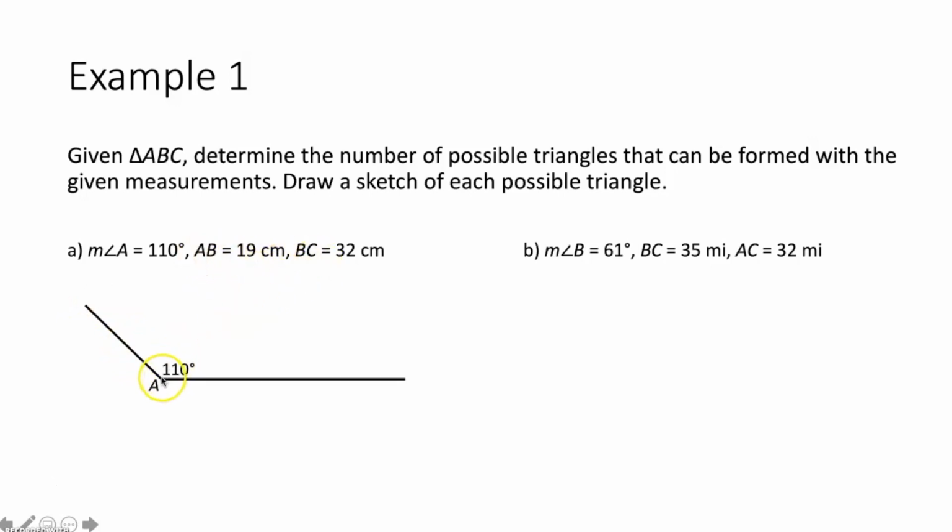Now, which of these segments is going to be my adjacent side length? Well, it should have A in it because this segment right here, one of the endpoints is A. So which of these segments has A as one of the endpoints? That would be segment AB. So I'm going to put segment AB over here and label it as 19 centimeters.